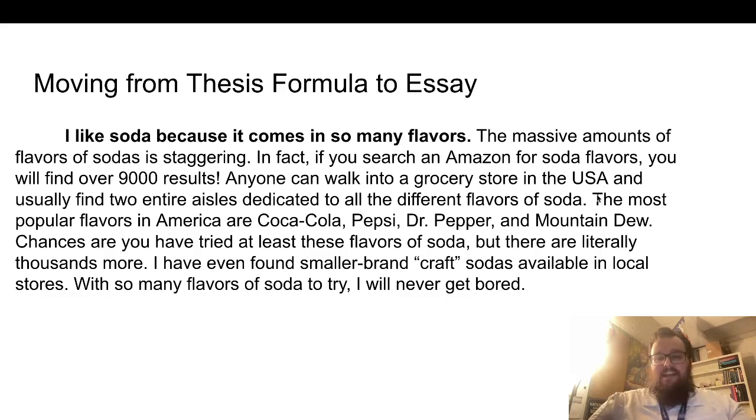If people read that and it's like some kind of outrageous claim, they might try to dispute it. Well, you got to check your facts. This is not high-end journalism here. I'm writing an essay about why I like soda. Chances are you have tried at least these flavors of soda, but there are literally thousands more. I've even found smaller brand craft sodas available in local stores. With so many flavors of soda to try, I will never get bored.